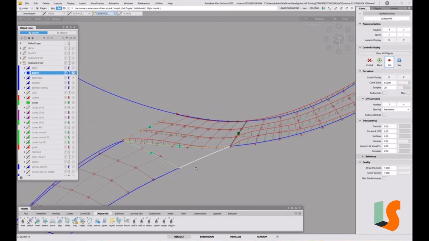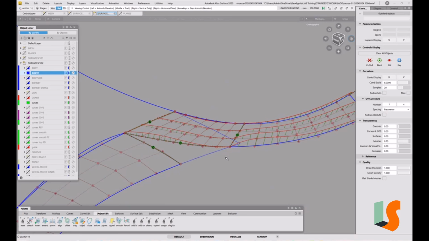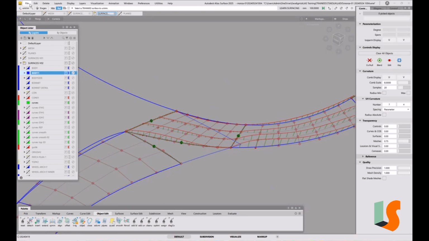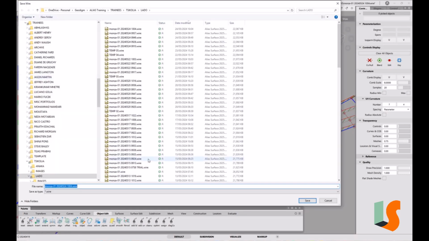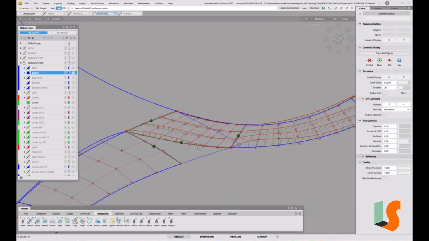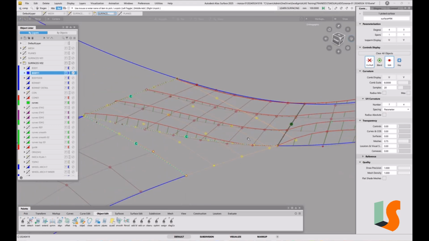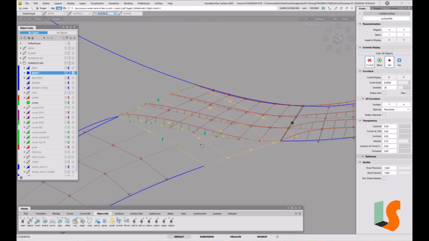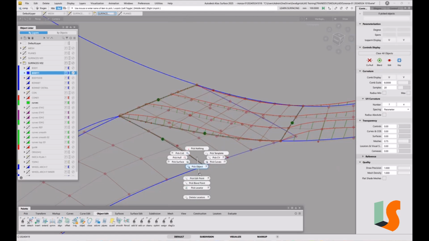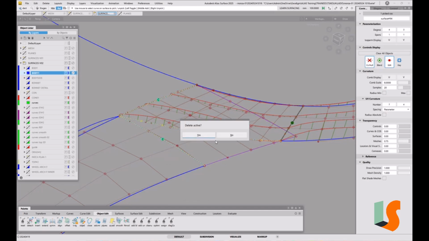So let's go into here. We've got to untrim that. Let me just save this. See if we can get this done. So we need the CVs on here. All we've done with this surface really is align it. We didn't bother with this outside edge. We haven't really looked at that at all. I'm going to delete the curve on surface there because I want to reproject it.